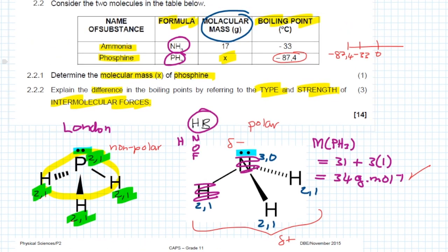We know that hydrogen bonds are the strongest type of intermolecular force that we deal with, while London forces are the weakest type of van der Waals intermolecular force. So now that we've analyzed these molecules, we've seen their different shapes, we've seen that one is polar, the other non-polar, and we've identified the type of intermolecular forces. Let's now answer the question.